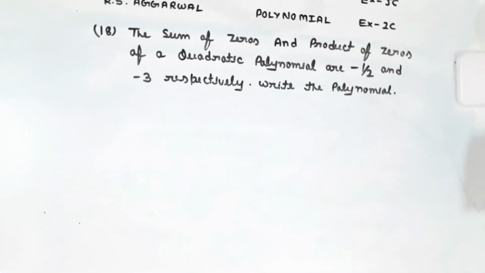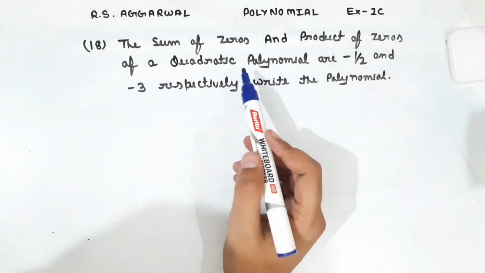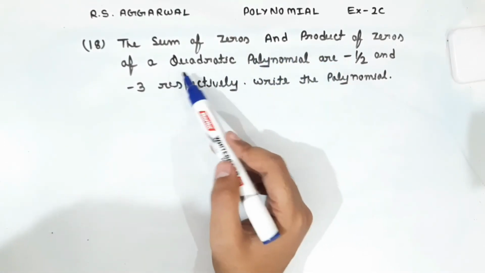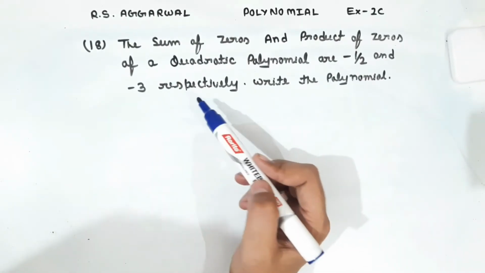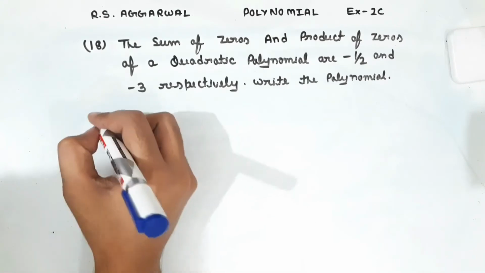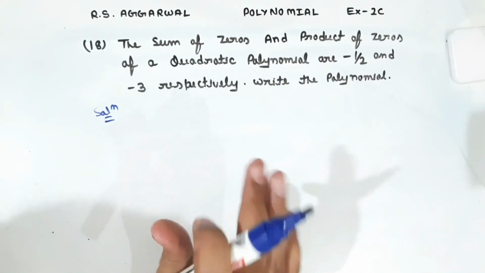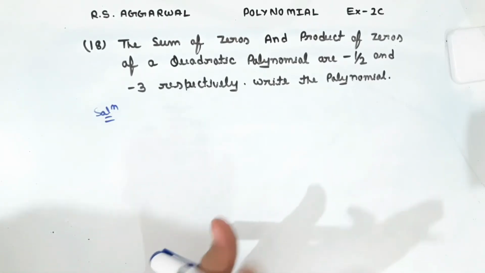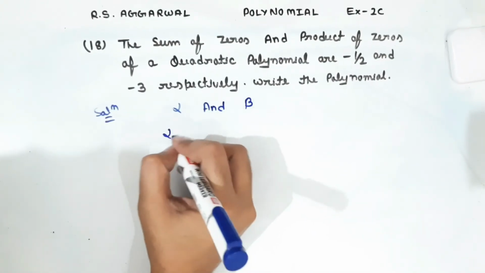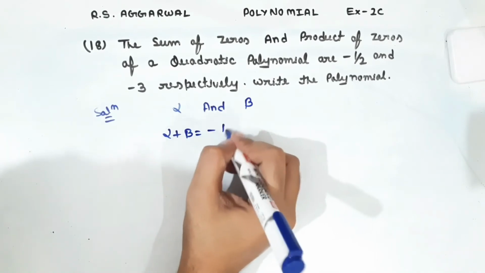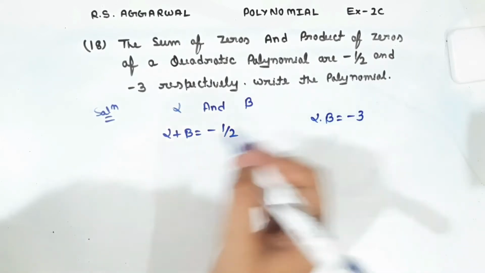Agrawal chapter polynomial exercise 2C, question number 18. In question number 18, the sum of zeros and product of zeros of a quadratic polynomial are minus 1 upon 2 and minus 3 respectively. Write the polynomial. Let the zeros of the quadratic polynomial be alpha and beta. The sum of zeros is given, that is equal to minus 1 upon 2, and the product of zeros, alpha into beta, is minus 3. We have to write the polynomial.